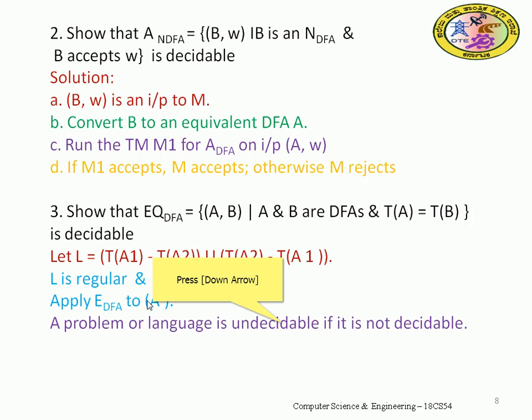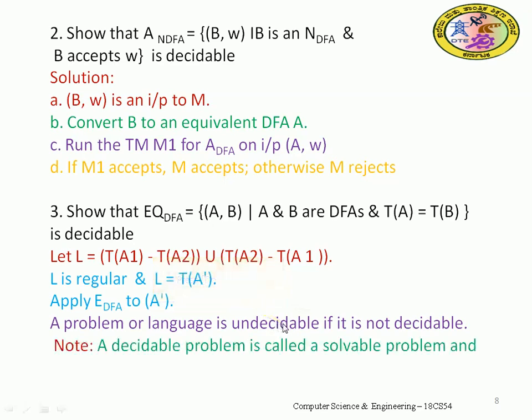The problem or language is undecidable if it is not decidable. A language is decidable if it is solvable, and unsolvable means undecidable, right? So solvable is decidable, unsolvable is undecidable. Similarly, the problem or language is undecidable if it is not decidable.